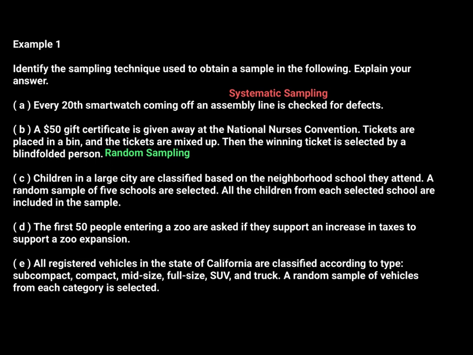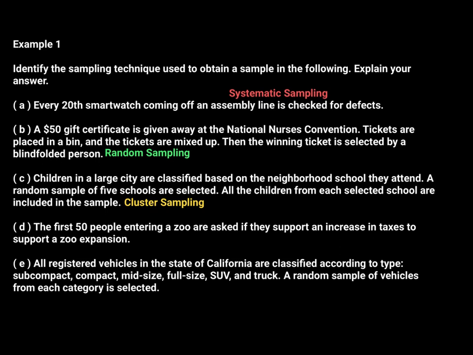Children in a large city are classified based on the neighborhood school they attend. A random sample of 5 schools are selected. All the children from each selected school are included in the sample. For this one, I'm going to say it's cluster sampling because they are dividing the population into geographic areas. And that's how the sample is selected. Yeah, definitely cluster sampling. All right, next.